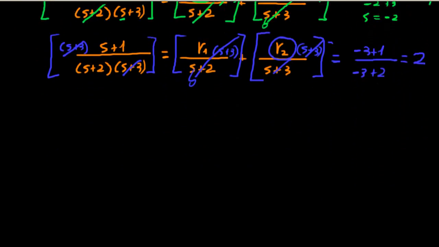Let's go with a second example, a little tougher, given by F(s) equal to (2s + 1) over (s² + 2s + 1). Well, the difficulty here comes from the fact that the roots of the denominator are complex numbers.